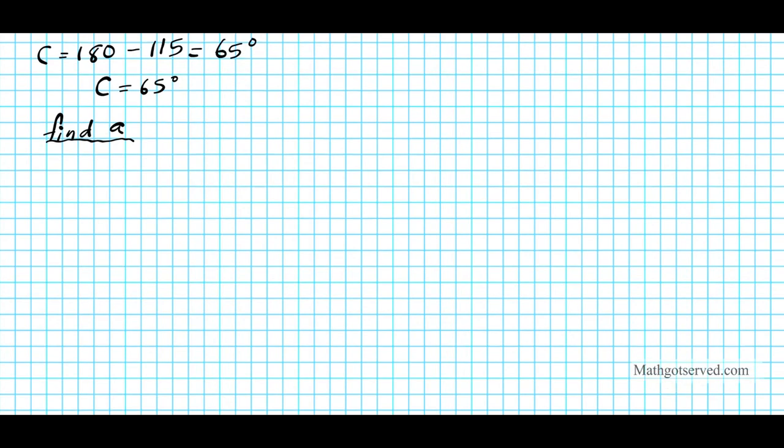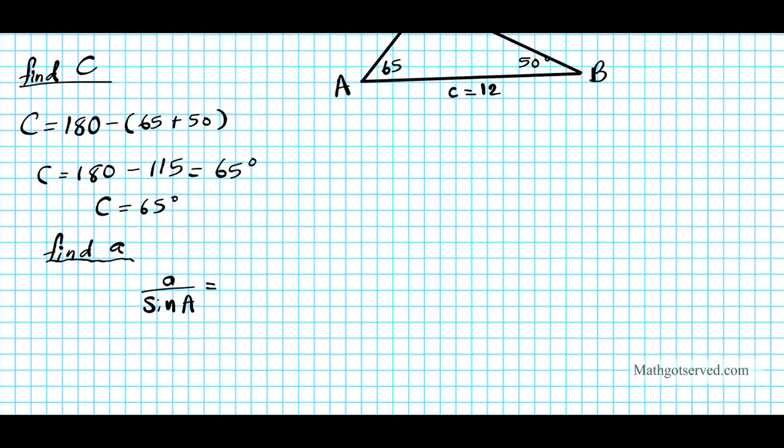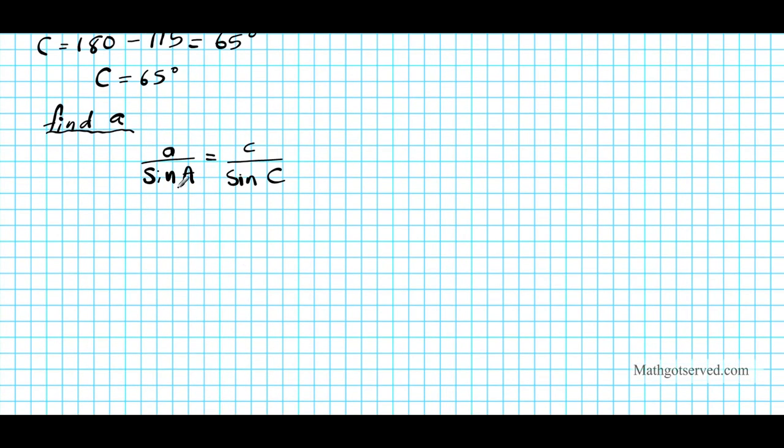I like to set it up using what I do not know first. So it's a over sine A equals, and for the next ratio I must know the pair, which is little c over sine big C. Now let's make a substitution. I must have only one unknown in my equation or else I can't solve it. So little a over sine 65 equals little c, which is 12, over sine big C, which I just found as 65.